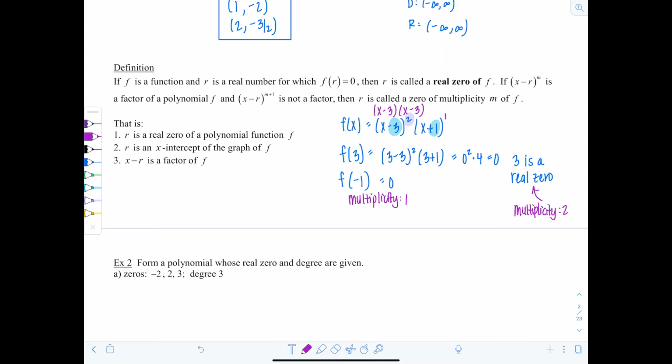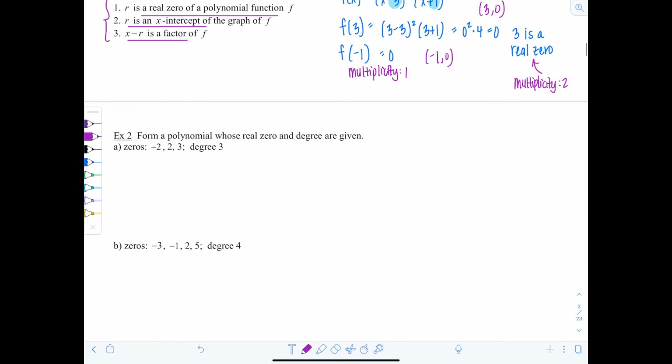Okay? So these are all basically equivalent. If r is a real 0 of a polynomial function, then r is an x-intercept. You could write this as 3, 0 is an x-intercept, -1, 0 is an x-intercept, and also x minus r is a factor of f. Okay, they're all the same. If one's true, the others are true.